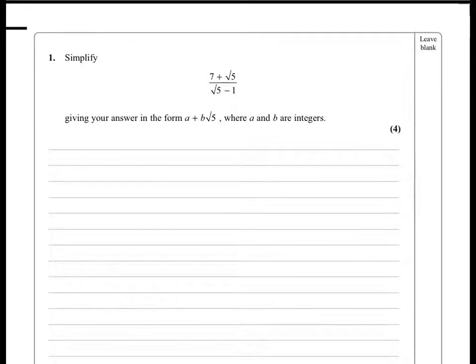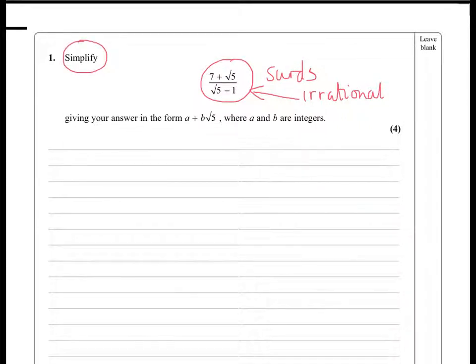Right, topic straight away I recognise as surds, so we've got surds there, and we've also got an irrational denominator. And if it's irrational, we want to rationalise it. So it says simplify it, so we've got to do something with it, and it's got to be in this form here. So if you notice, that's in one line, there's absolutely no denominator there.